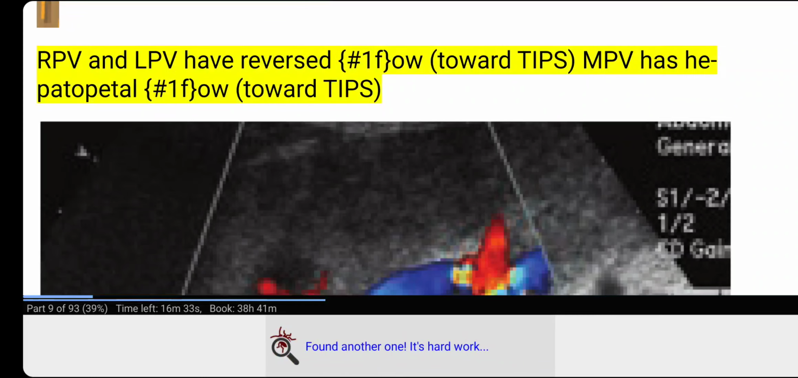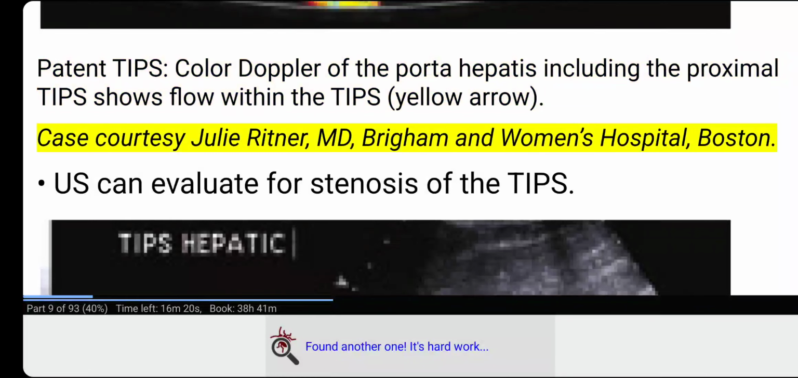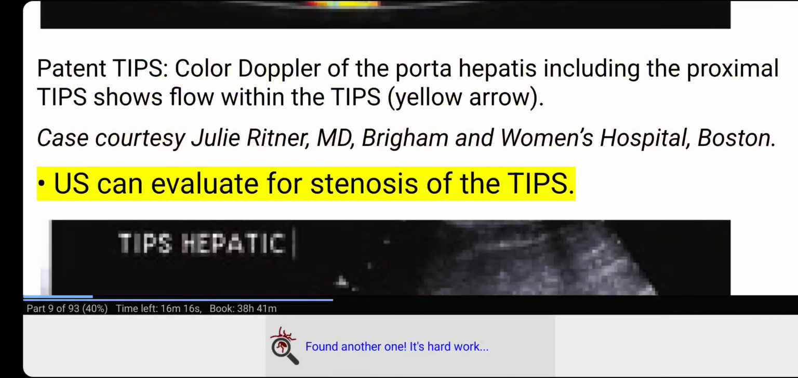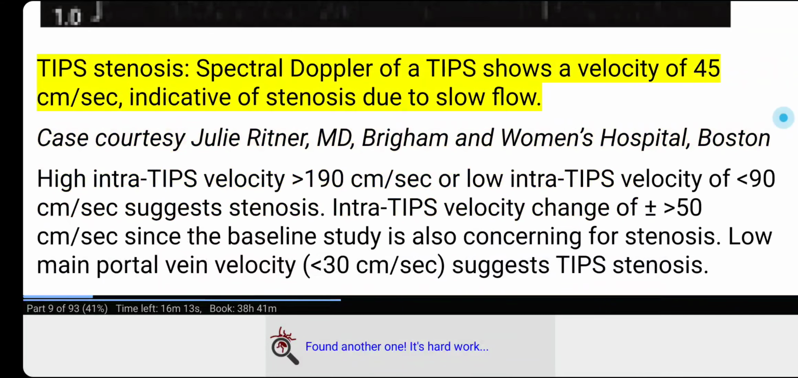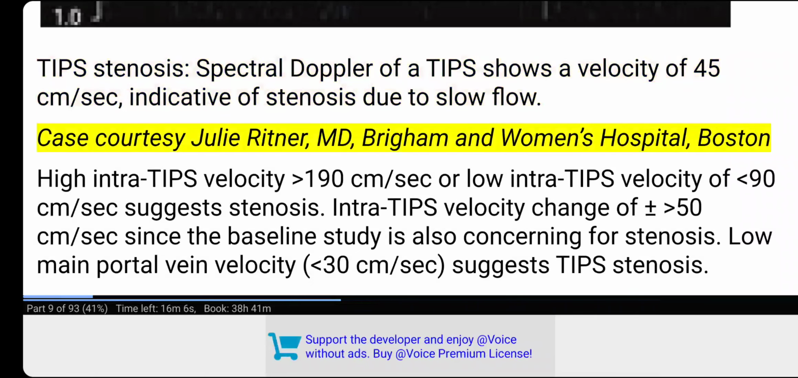Patent TIPS. Color Doppler of the porta hepatis including the proximal TIPS shows flow within the TIPS, yellow arrow. Case courtesy Julie Rittner, MD, Brigham and Women's Hospital, Boston. US can evaluate for stenosis of the TIPS. TIPS stenosis. Spectral Doppler of a TIPS shows a velocity of 45 cm/sec, indicative of stenosis due to slow flow. Case courtesy Julie Rittner, MD, Brigham and Women's Hospital, Boston.